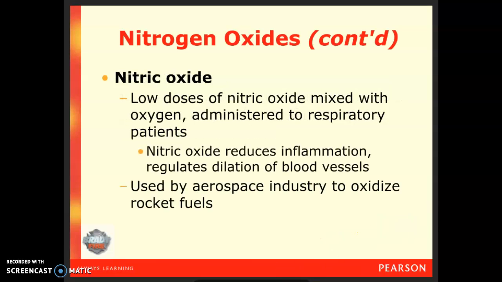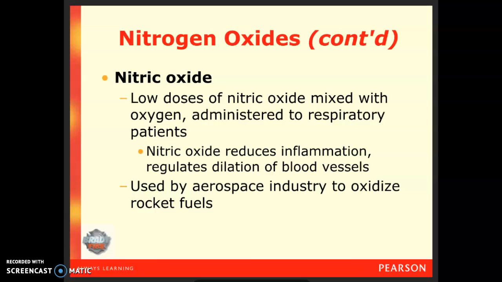Now, for nitric oxide, in low doses, nitric oxide actually does have some potential health benefits. When it is mixed with oxygen and administered to respiratory patients, it actually can reduce inflammation. It'll work inside your blood vessels and actually regulate your dilation. It'll open them up slightly, and allow better blood flow. We also see nitric oxide used in the aerospace industry to oxidize rocket fuels.